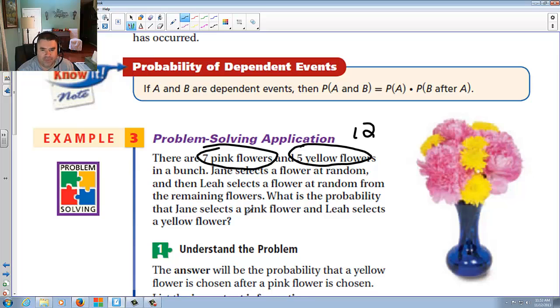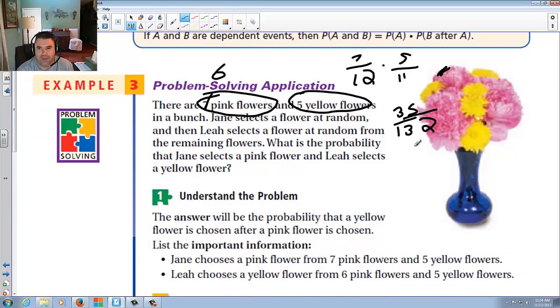And Jane picks first, and the chance of her picking a pink flower, since there's 7, is 7 out of 12. However, by taking that pink flower out, now there's only 6 pink flowers. Now, the chance of Leah selecting a yellow, there's still 5 yellows to be had, but now there's not 12 possibles anymore, there's only 11. Therefore, 7/12 times 5/11. 7 times 5 is 35. And 12 times 11, I believe, is 132. Therefore, that's your probability, which would roughly be about 1/3, give or take.